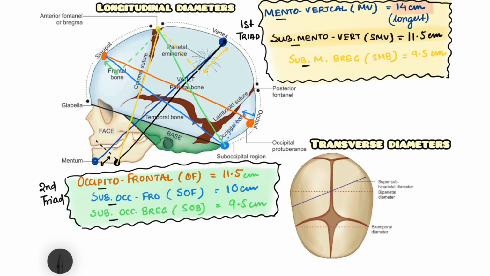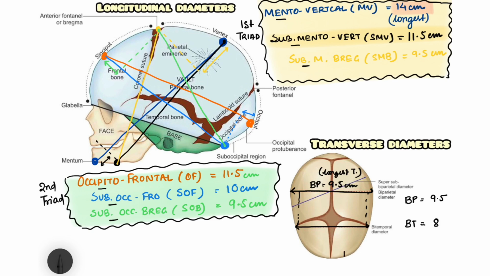Now we will go for the third triad, which involves the transverse diameters. So we will start with the longest transverse diameter, which is our biparietal diameter, which is 9.5 centimeters, and it is the longest in transverse. Then we will have something known as the bitemporal diameter. You can see it's a bit less than the biparietal. It is approximately 8 centimeters.